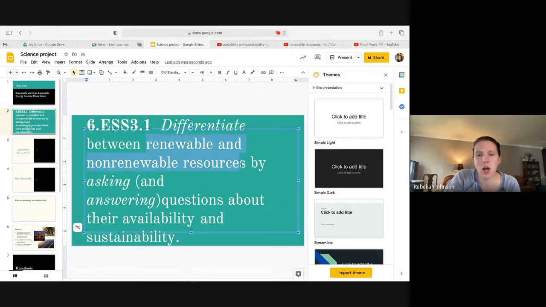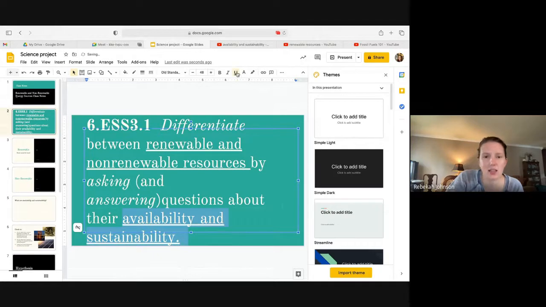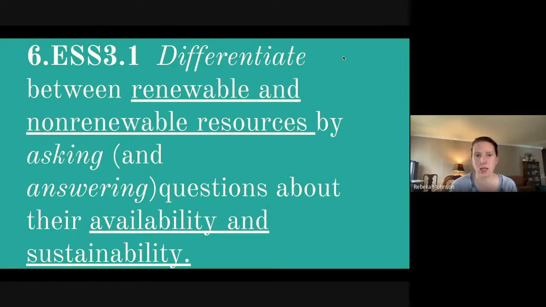Renewable and non-renewable resources. I'm going to go through and underline these. Also, availability and sustainability. I'm leaving the and in there because I don't really want to have to go back and do that over again. So now if we look at our standard, we know exactly what we need to be figuring out.